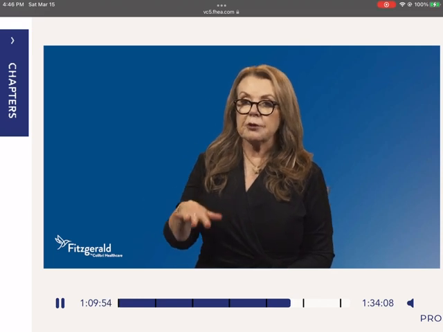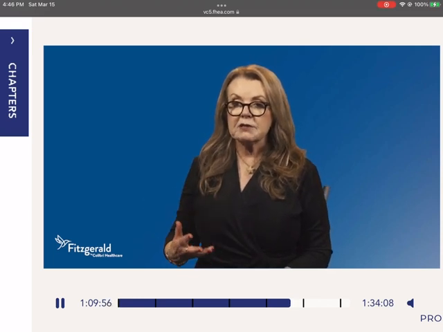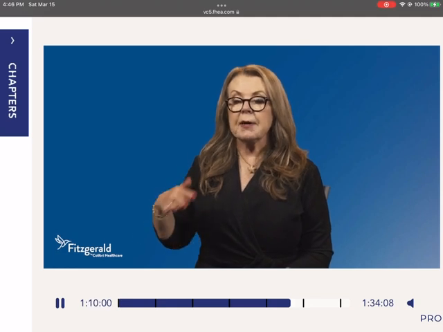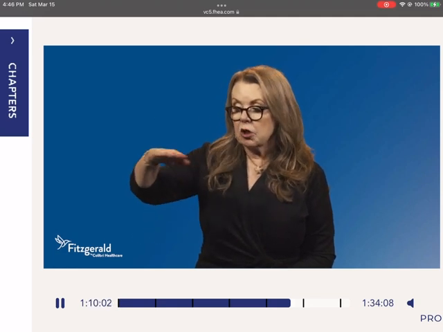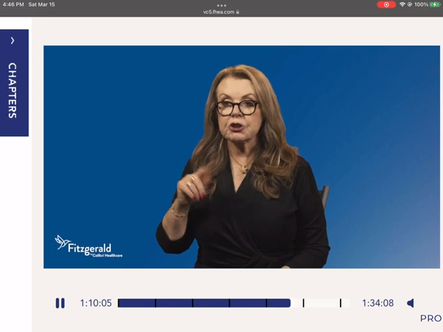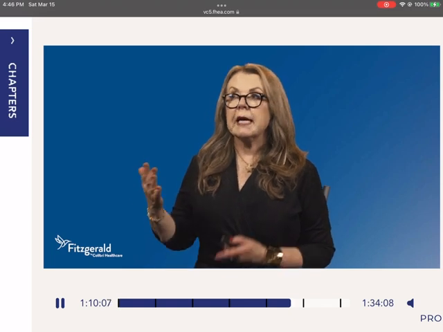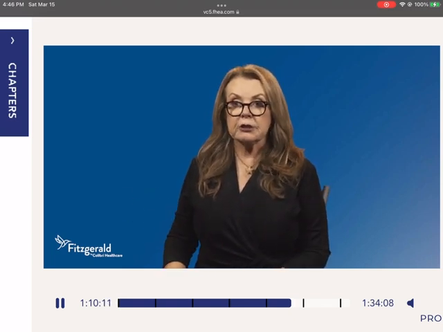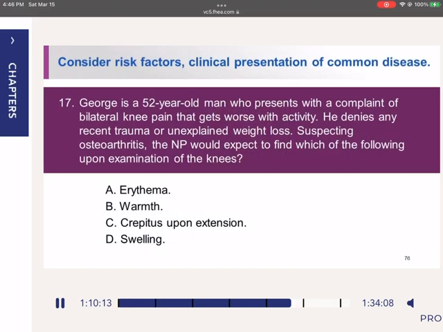Yes, I do appreciate that there can be GI upset with a product like alendronate, but the cost and the long-term benefit with it, that's generally where we start. And what are you going to be tested on boards? Those first-line interventions. In this next question, we want to consider risk factors in the clinical presentation of a common disease.